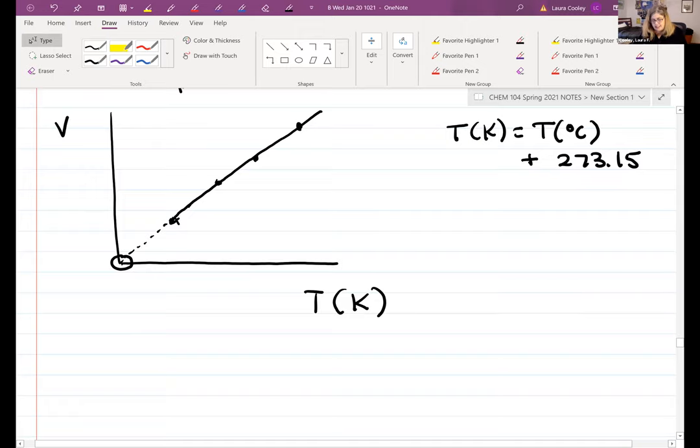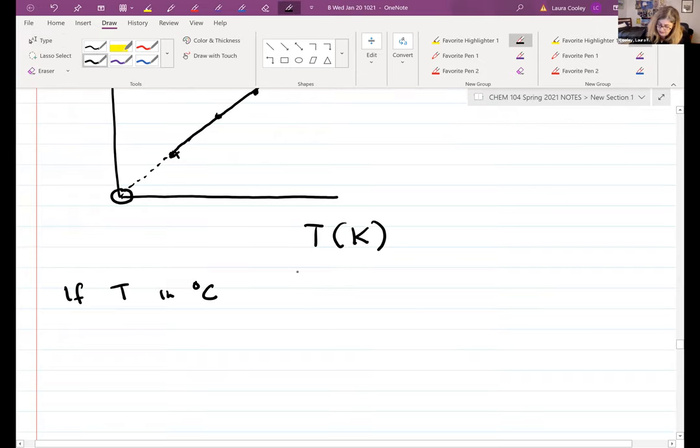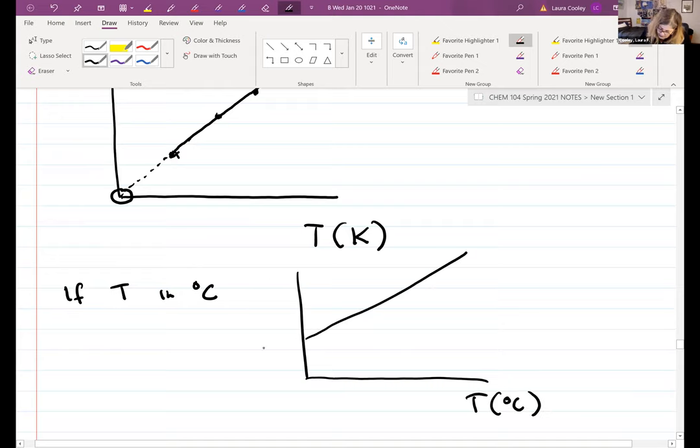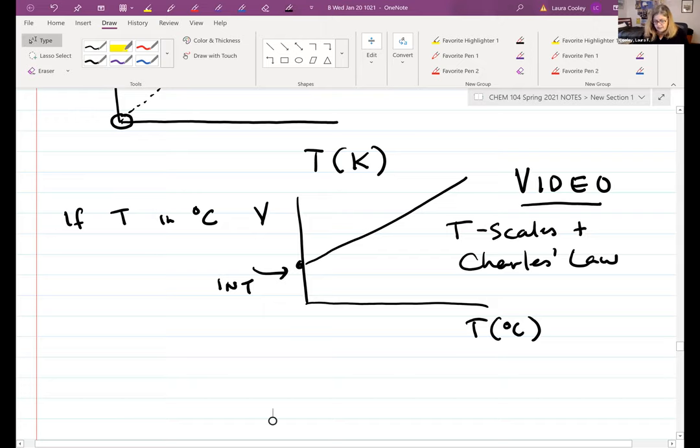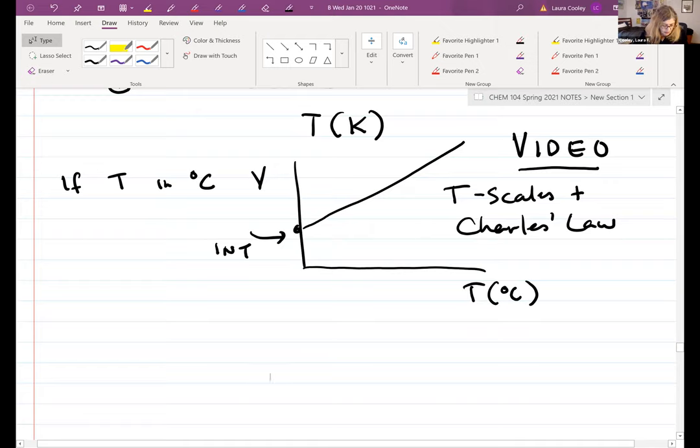If you're doing it in degrees C, this turns out not to go through the origin. If you have the temperature in degrees C, you'll have a situation like this. You will have an intercept. And I don't want to spend a lot of class time talking about this, but I did make a video on this, and it's called Temperature Scales and Charles's Law. I'll check to make sure, but I think the link is on Blackboard because one of you told me you watched it already. So basically what this talks about is what happens if you use a different scale other than Kelvin, and why the Kelvin scale came about.